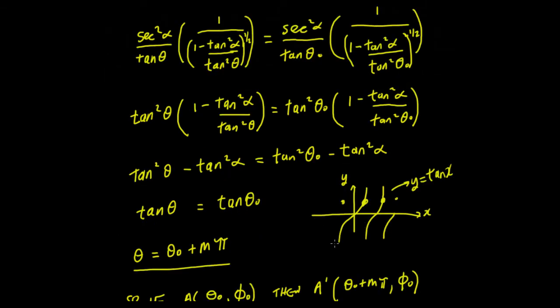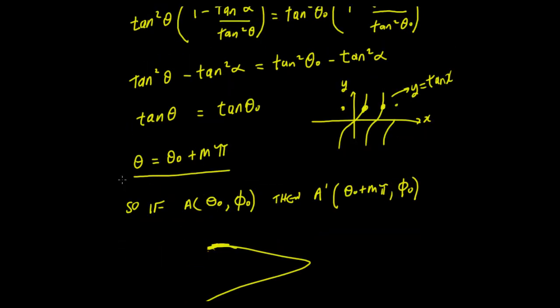The tangent can be drawn out like this here, and the thing about the tangent is it repeats every 180 degrees. So in order for tan theta to equal tan theta naught, the value of theta must equal theta naught plus m pi, where m is an integer. That really shows that both points are diametrically opposite on the sphere. If we have the point A equals (theta naught, phi naught), then the point A dash must equal (theta naught plus m pi, phi naught).